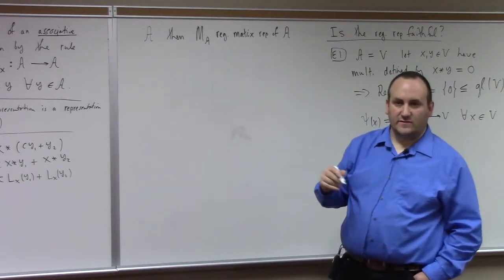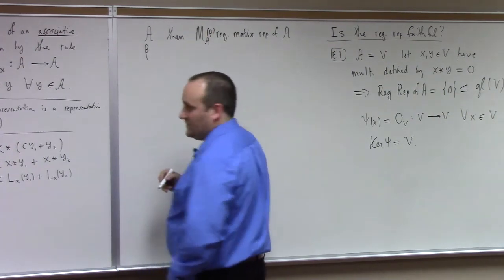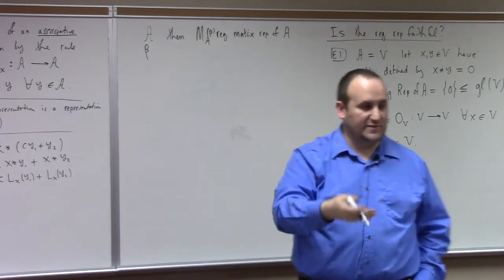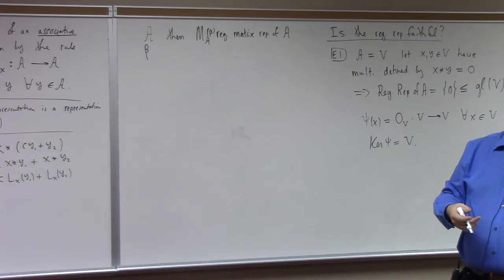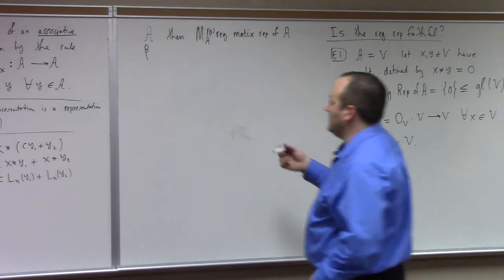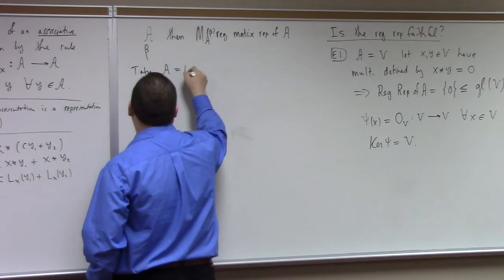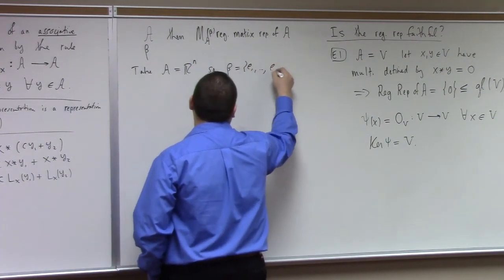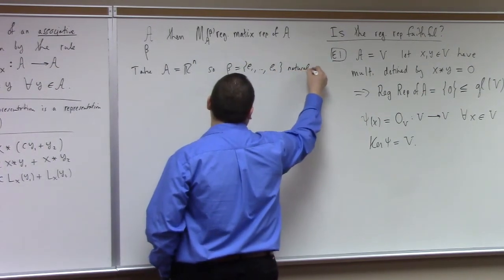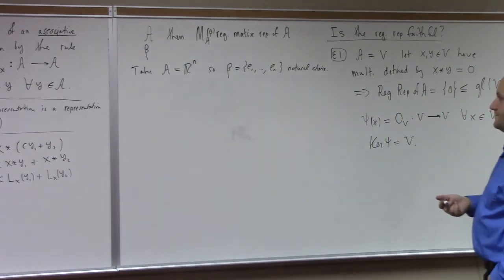Actually, it's worse than that. If I have the algebra with the basis beta, I put a beta here because the regular matrix representation is basis dependent. To keep things simple in here, we'll look at the algebra being equal to R^n, and that way we can drop the basis and just use the standard basis. So, take A equal to R^n, beta equal to e1 through en, a natural choice. That allows me to simplify our life a little bit. All right.